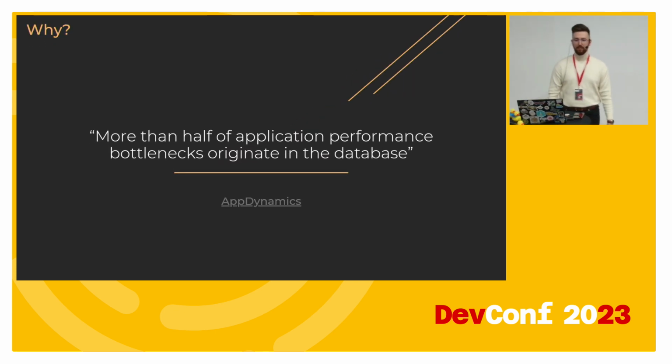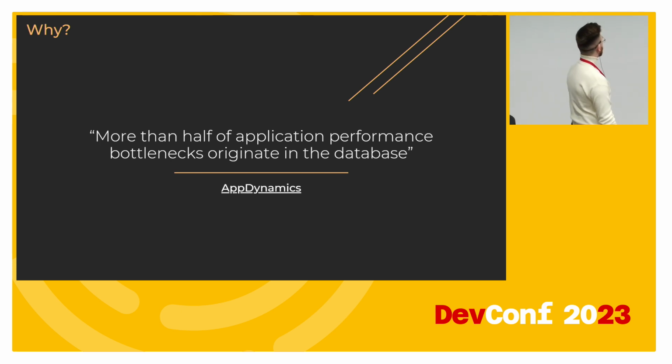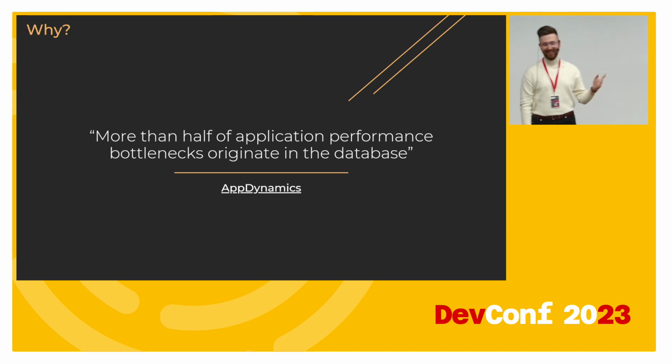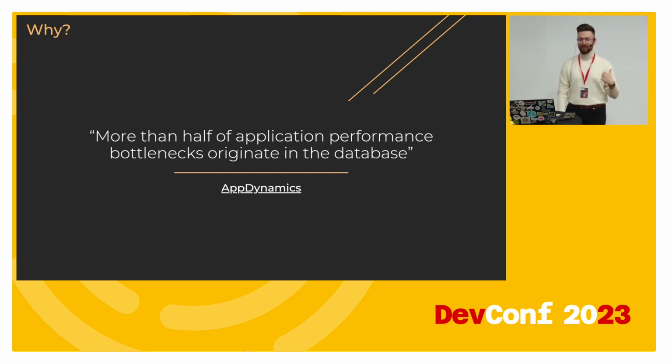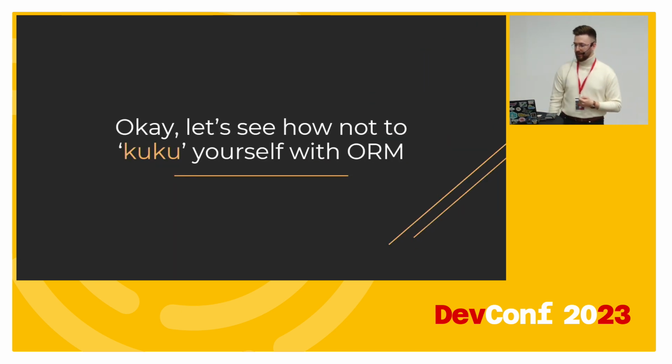Okay, so let's start with why we are talking about this topic. Because more than half of application performance bottlenecks originate in the database. AppDynamics says it, and it's a company that makes software that hunts down such bottlenecks, so they have to say it. But I think that it's not far from the truth. So let's see how not to cook yourself with ORM.